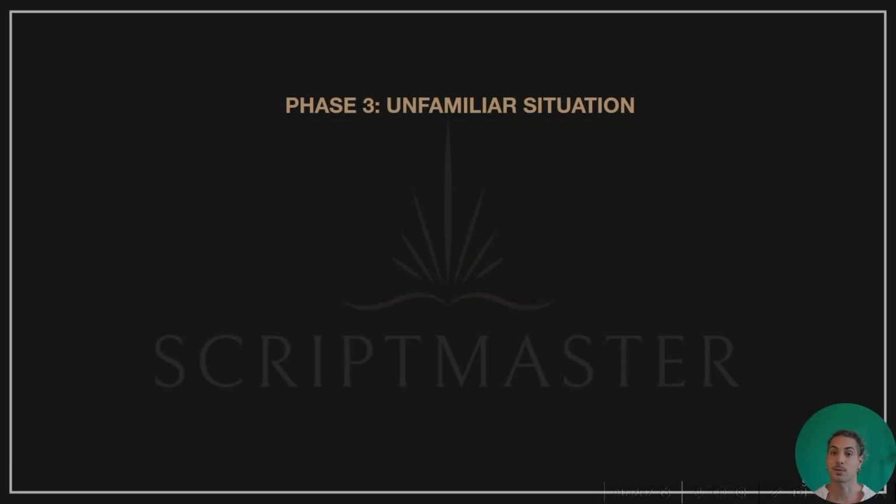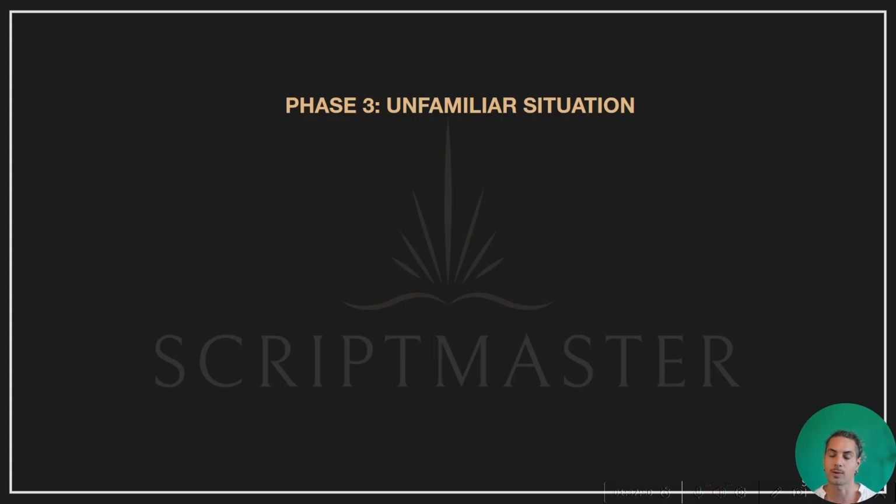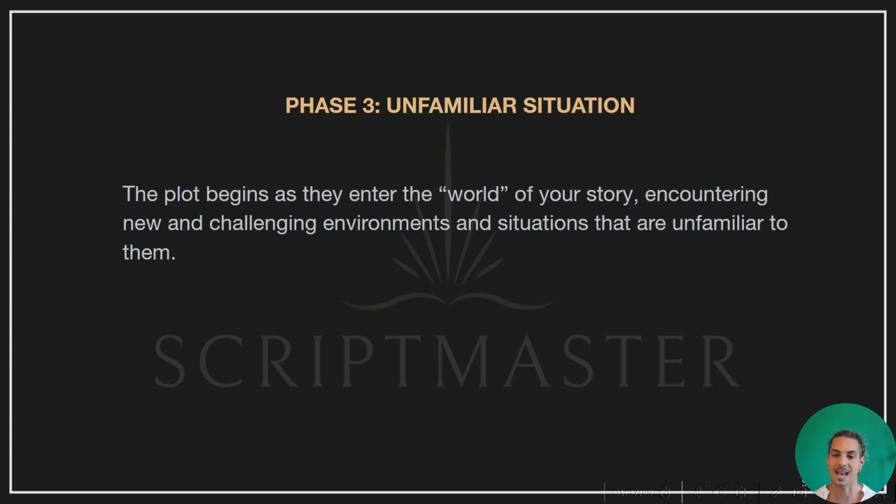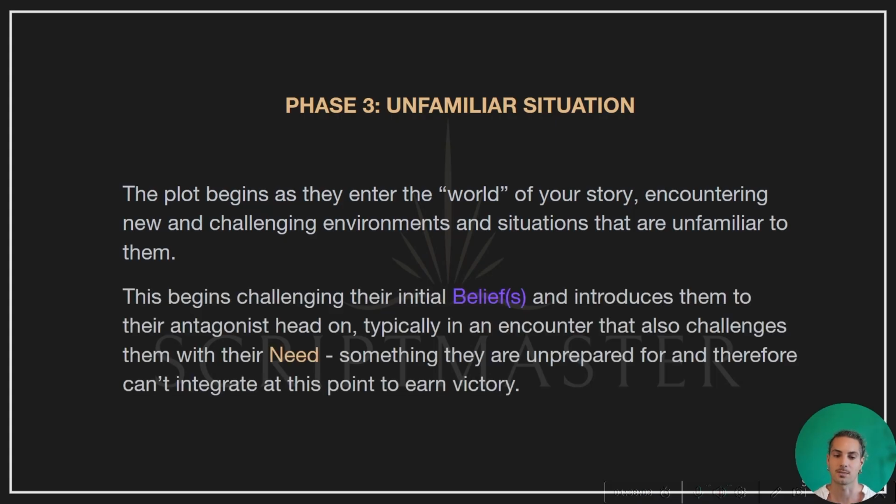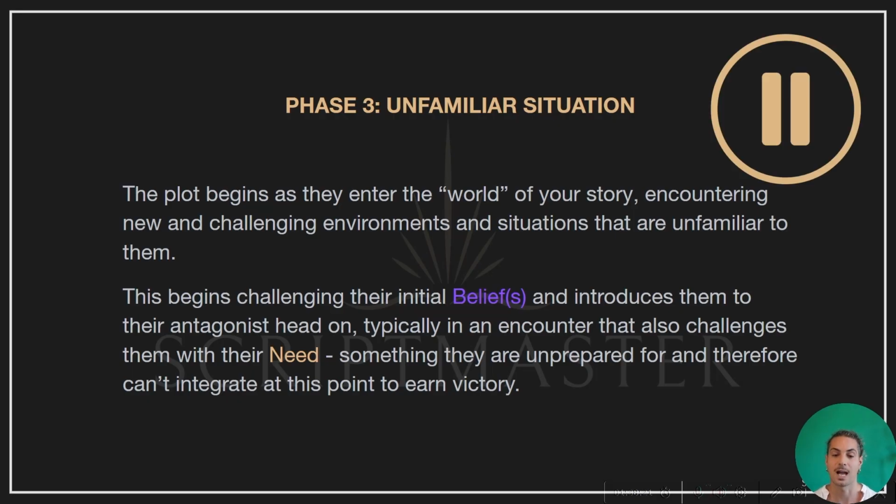It's going to be the disruption that propels the character into pursuing the want through your story's plot and central conflict. In phase 3, they've now crossed the threshold from their ordinary world into the unfamiliar world of your story. The plot now begins as they enter this story world, where they are going to encounter new and challenging environments and situations, all things that should be unfamiliar to them. And this is where you therefore start to challenge those initial beliefs and introduce them usually to their antagonist head on, whether that's a brief encounter or a major one. And typically this encounter is going to challenge your protagonist with their need, but it's something they're not prepared for and therefore cannot integrate at this point to earn victory.